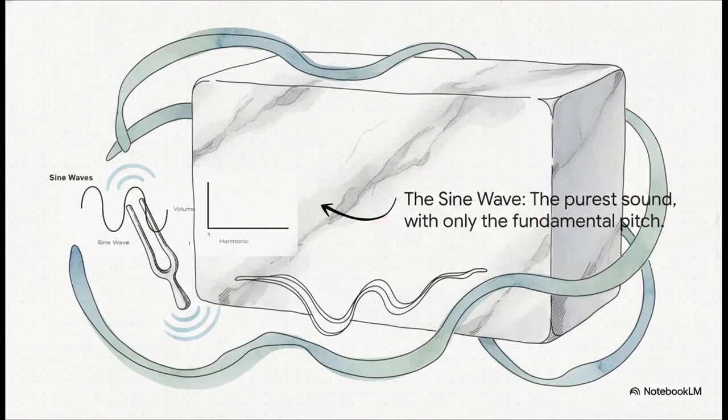So the most basic block of marble we can choose is the sine wave. It's just a pure, smooth tone. There's no extra grit, no texture, what we call harmonics. It's just the one fundamental note. Think of a tuning fork. That clean, simple boop sound, that's a sine wave.